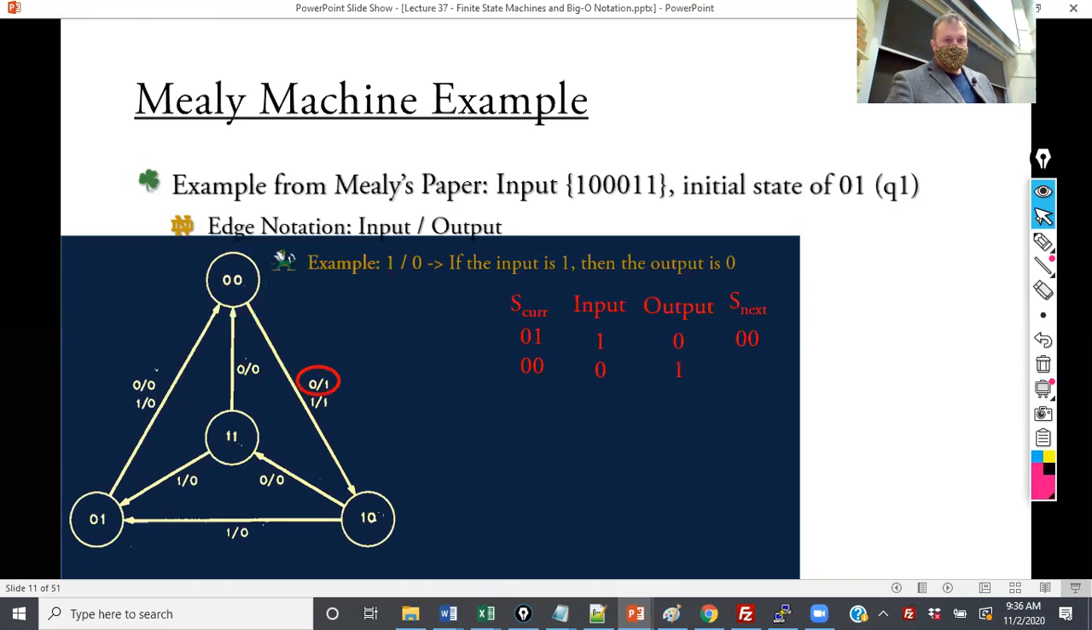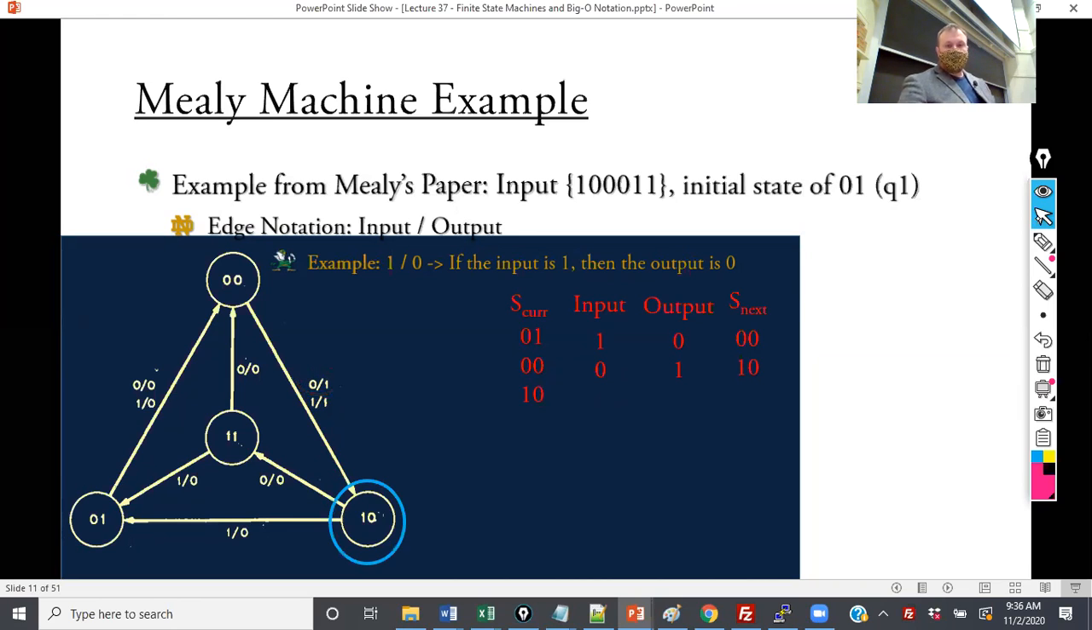Absolutely right. We have 0 as the input, 1 is the output, and we go to 1, 0. 1 is the output because we have this 0/1. 0 is the input and 1 is the output. That is the notation. The notation is along the arrow. Here, let's try another one.